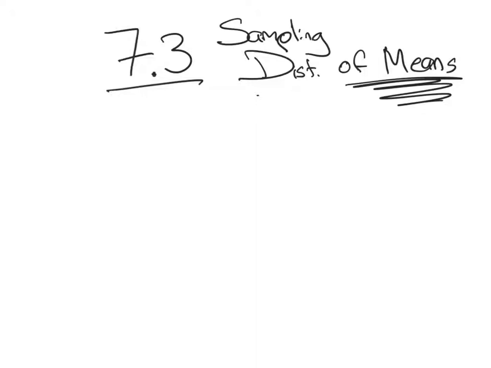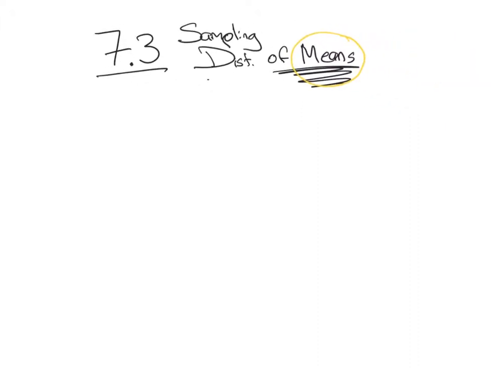Okay, so 7.3 sampling distributions of means. And of course, the keyword here is means. So what we're still talking about is that same idea of if I got a population and I'm going to take a sample out of it, then I'm going to create a statistic, right? The statistic that we're worried about right now is means.